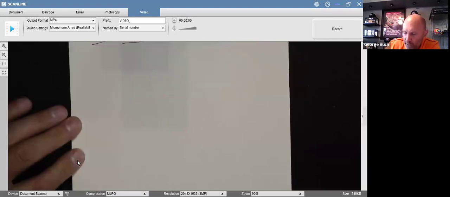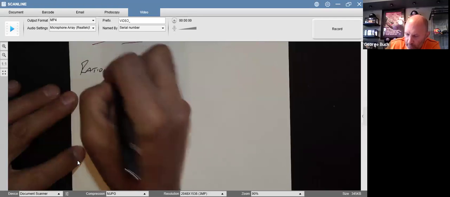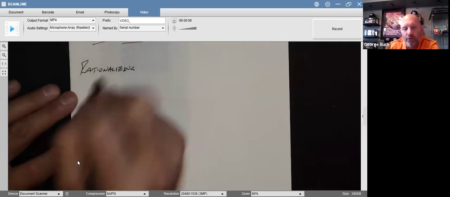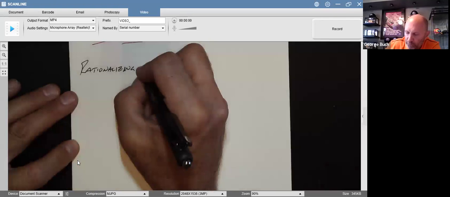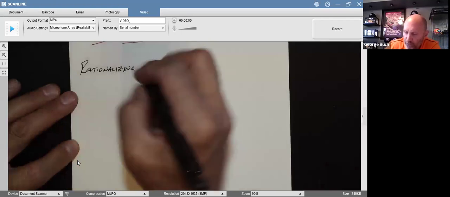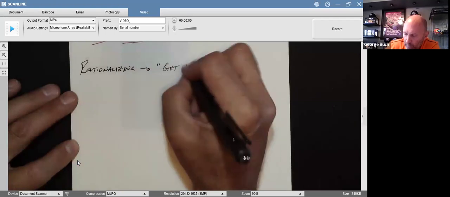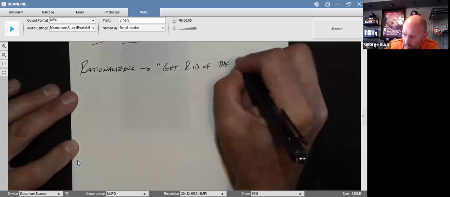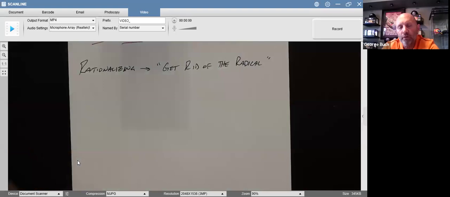And then finally, rationalizing. And we're going to look at 2 different types. So let me first say, when we say rationalize, this is code for get rid of the radical. So if it says rationalize the denominator, that means get rid of the radical from the denominator.